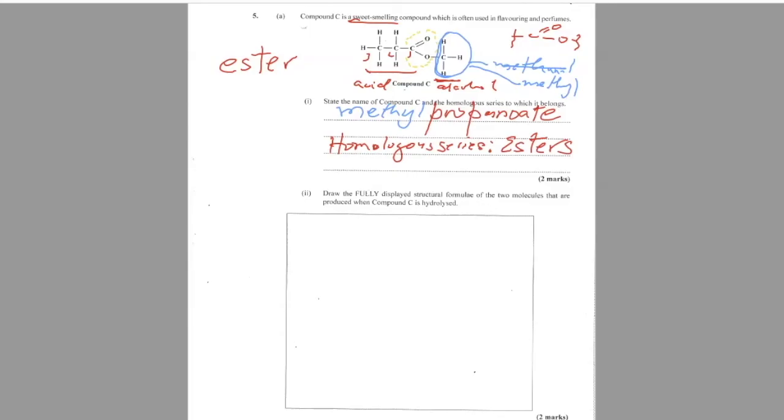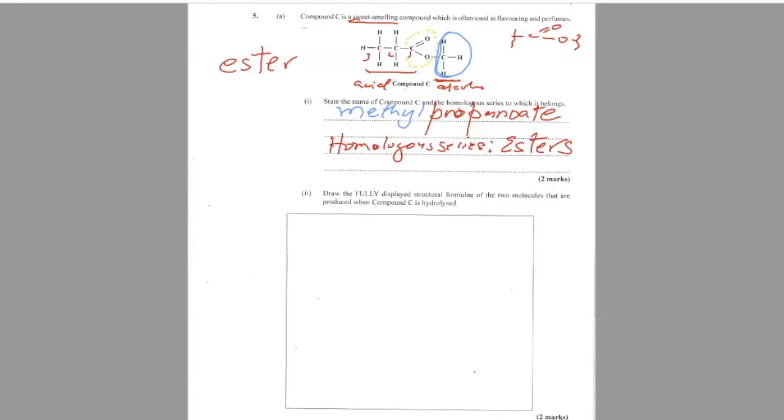Let's complete this for the O. Draw the fully displayed structural formulae of the 2 molecules that are produced when compound C is hydrolyzed. All right, so let us clear our screen so we can get a good understanding of what's happening here. We want things to be as clear as possible. So whenever we see hydrolysis, we know it has to do with the splitting of water. To be able to do the backward reaction or to break up this compound, we have to understand what happened when it was formed.